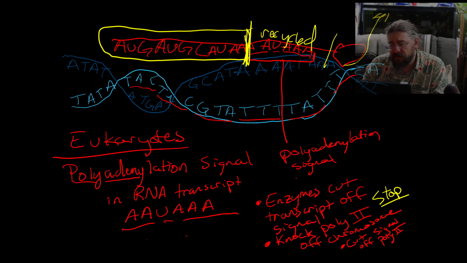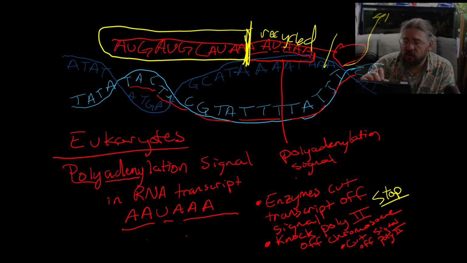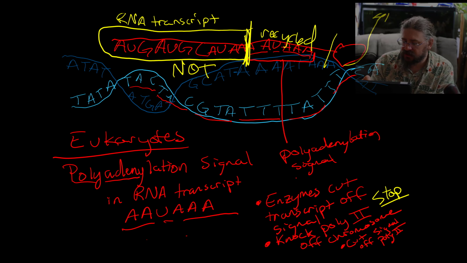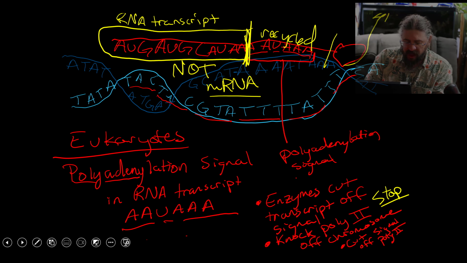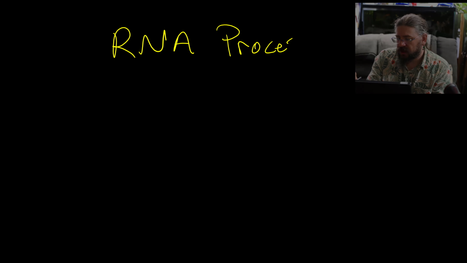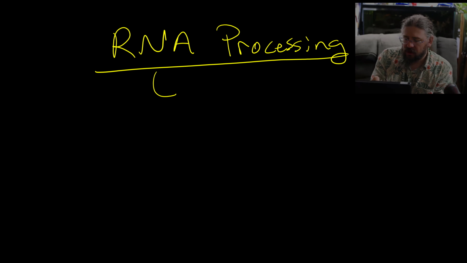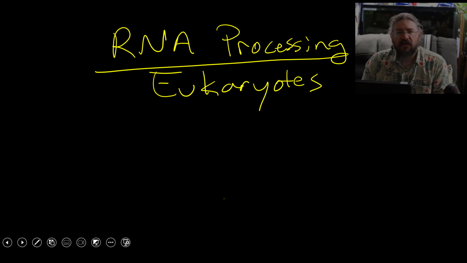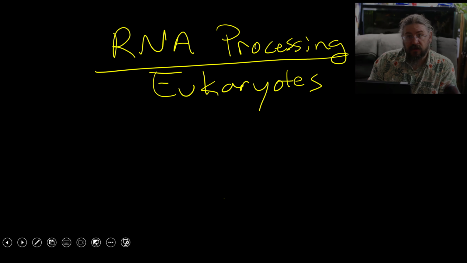And what do we have? In prokaryotes, once we stopped transcription, we had mRNA. In eukaryotes, what we have is an RNA transcript. And it is not mRNA. Next step that we have to go through is RNA processing. And this is eukaryotes. And this is the subject of our next Biology Bite on transcription.